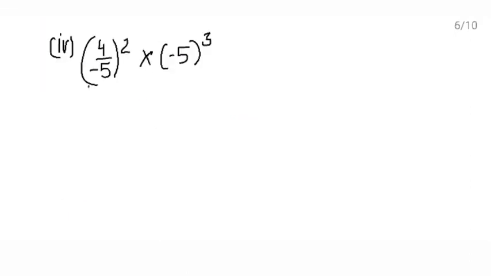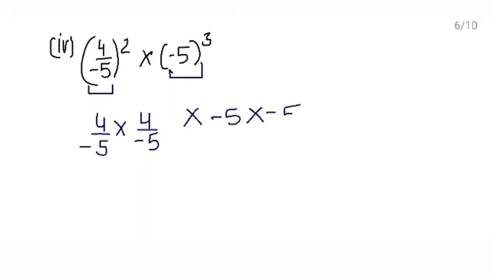Next part is 4 upon minus 5 raised to the power 2. It means 4 upon minus 5 will be multiplied by itself how many times? 2 times. Multiply minus 5 will be multiplied by itself 3 times. Multiply it here, minus 5, multiply minus 5, multiply minus 5. Now nothing is given in denominator, so you can put 1 if you want. This is not necessary. Okay. Now this minus 5 and this minus 5 both are divisible by minus 5, so cut them. This can also be cancelled out, right?